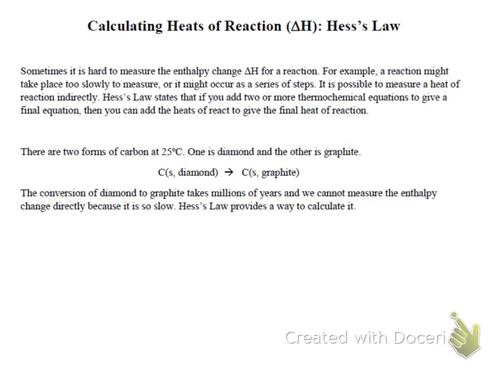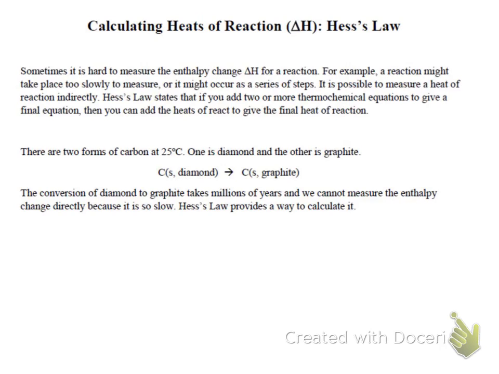So using Hess's law to calculate the heats of reaction, or the delta H of a reaction, sometimes it's hard to measure delta H. For example, if something happens really slowly, too slowly to measure, or if it occurs in steps, or if it's hard to control.